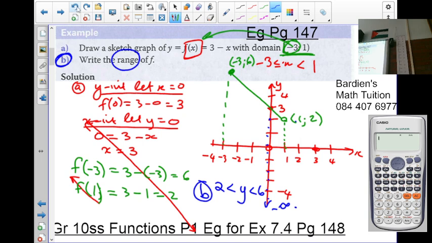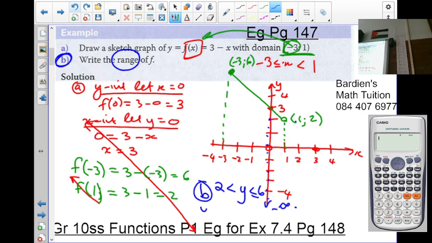Now, at 2, is it an open or closed circle? Open circle. So that is why I have y is only greater than 2. At 6, is it closed or open? Closed. So it's going to have an equal sign. So here we say y must be greater than 2, and y must be less than or equal to 6. That's one way of writing it.